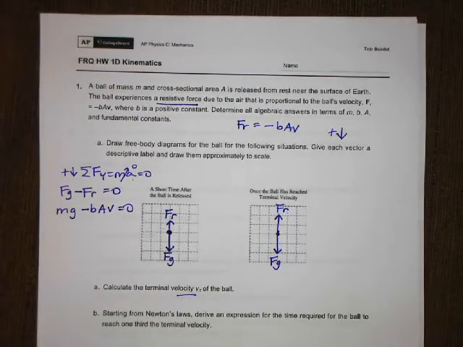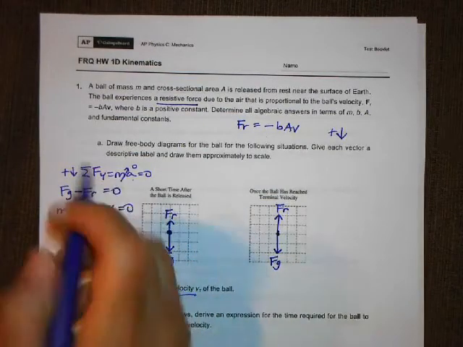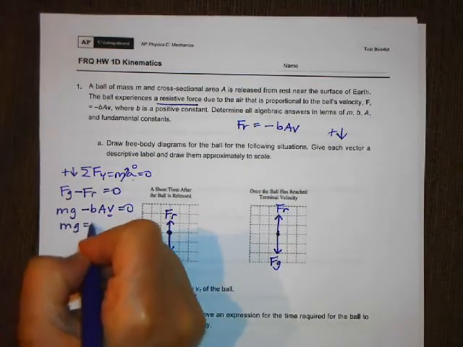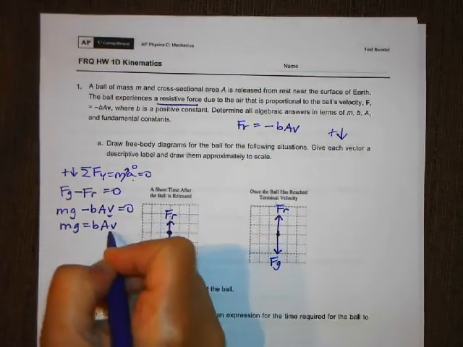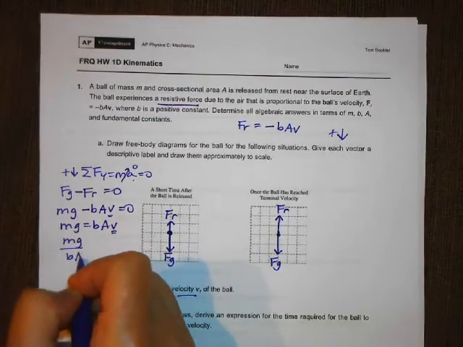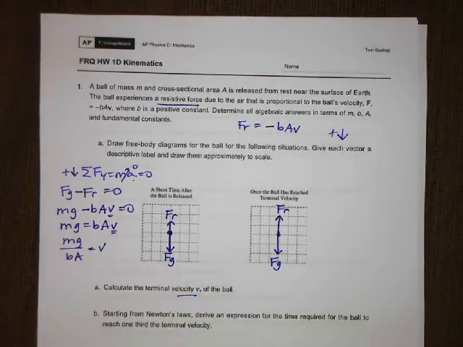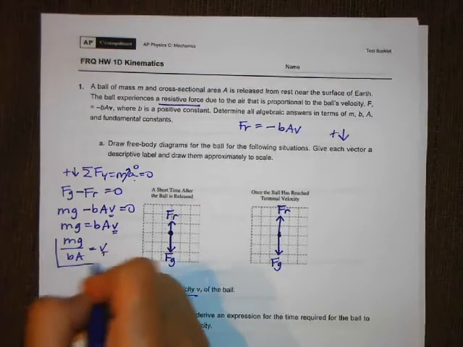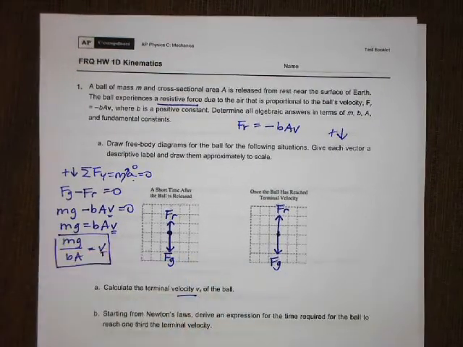Since I want to solve for v, I'm just going to rearrange the equation. I will put that on the other side. mg is equal to bAv, and I want to solve for v. So mg over bA is equal to v. So that's my terminal velocity. Not bad at all.